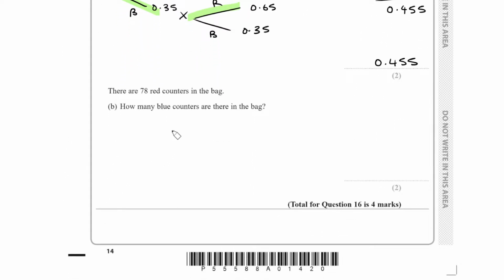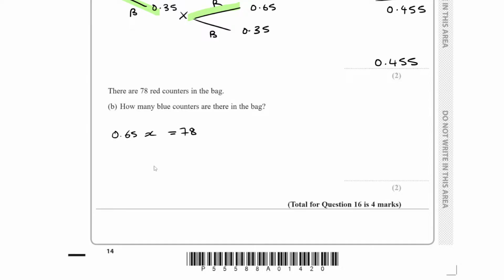Okay, there was also a part B. So there are 78 red counters in the bag. Remember that was 0.65, wasn't it? Is 78. How many blue counters are there in the bag? So that's basically 65% of all the counters, isn't it? So you could write it as like 0.65.